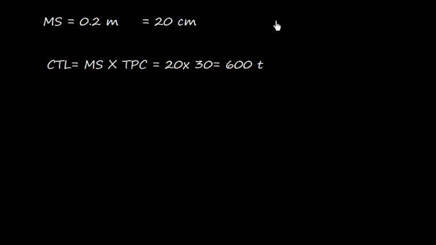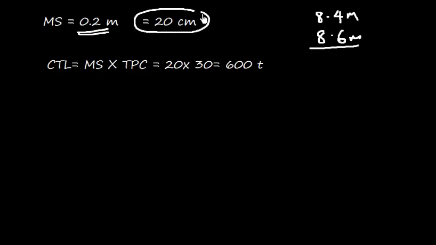So initial draft was 8.4 meter and after loading the draft is 8.6 meter. So the sinkage is 0.2 meter, or in centimeter is 20 centimeter. As per the definition of TPC, TPC is the tons required to increase or decrease the draft by 1 centimeter. So if the TPC is 30 and the change in the draft is 20, I can find the cargo to load. So the cargo to load is 600 ton.